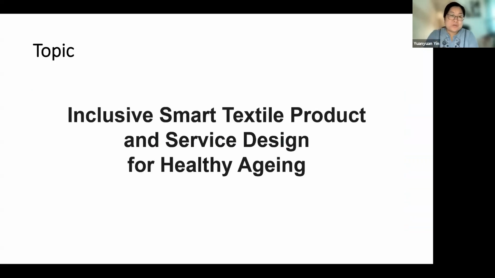For our current project, we focus on inclusive smart textile product and service design for healthy aging. What we mean by inclusive is we aim to design something which can be suitable and useful for different types of users, such as people with different disabilities, people in different stages of aging, and also different genders and people with different cultural backgrounds. We want to design a product which can be useful and easy to use by all different types of older people in the UK.